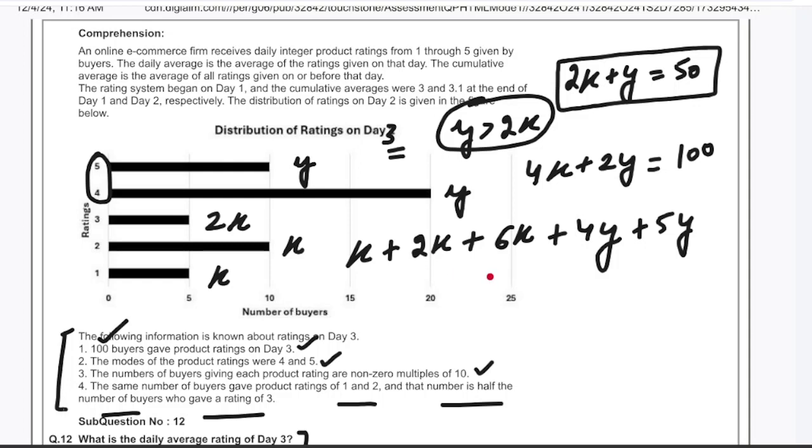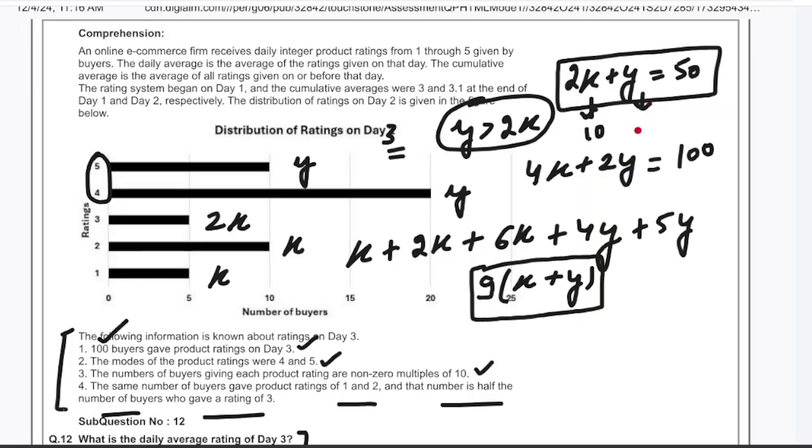This comes out to be 9x plus y in total. That is the total which I get. Now I know the numbers of people are x and y, and the numbers are in multiples of tens. So if I put x as 10, the y has to be 30, and if I put x as 20, y has to be 10.